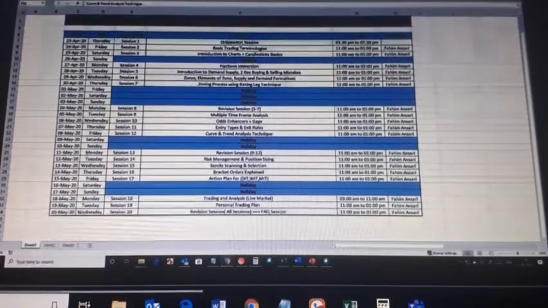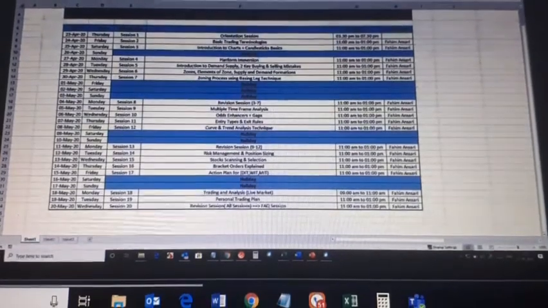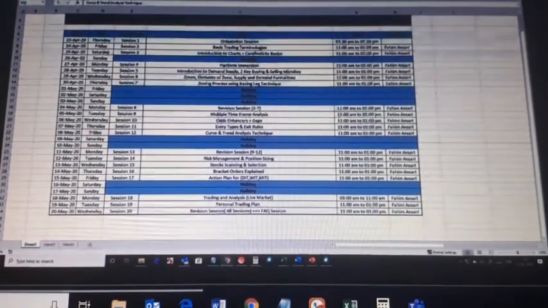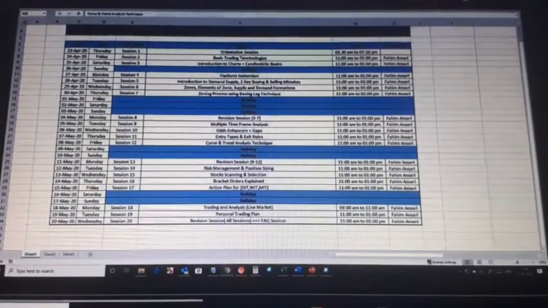Then we did trend. Trend is the general price movement of the lower part of the zone.